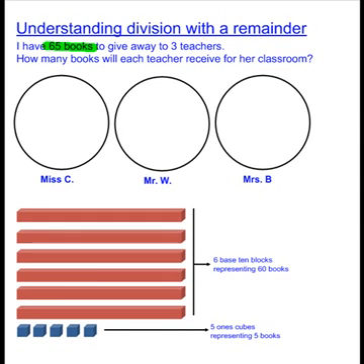If you like, at this point you might grab a piece of paper, draw these circles, and see if you can start sharing out some of these base 10 blocks.